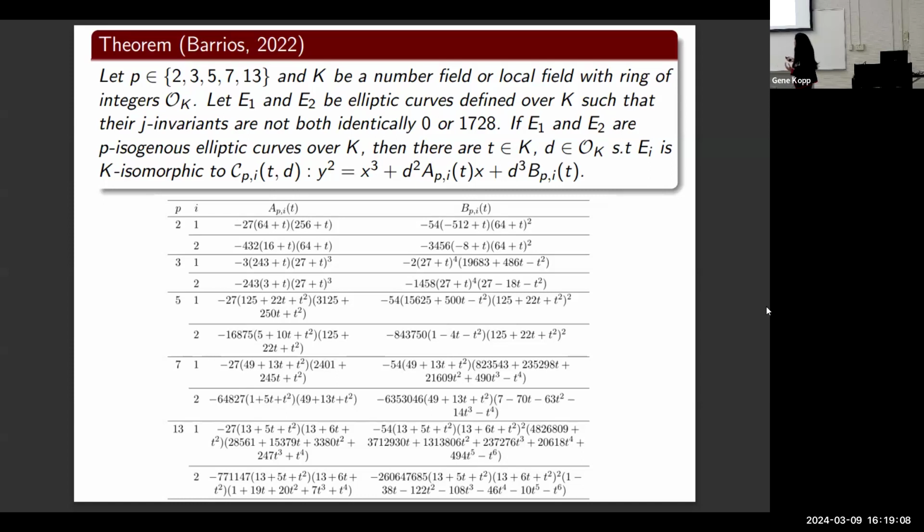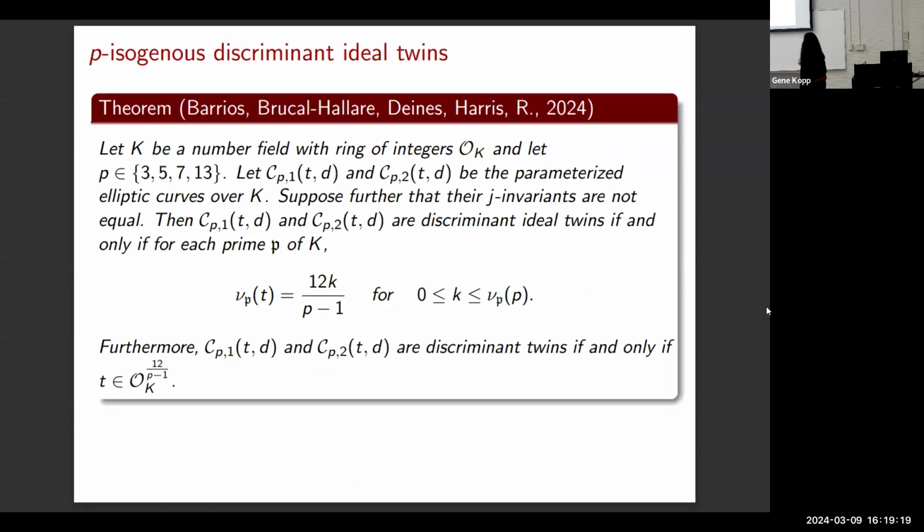So you are using this parameterization. If you can answer this classification question for these curves, then that means you solve the problem for all the isogenous elliptic curves. So here is the first result.